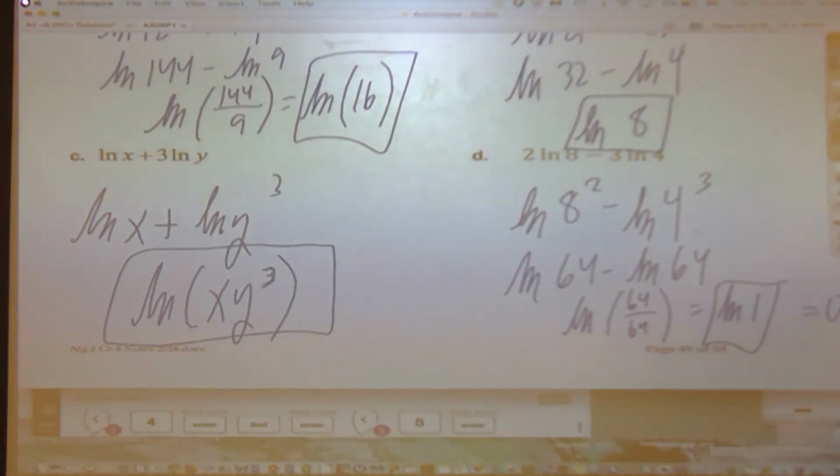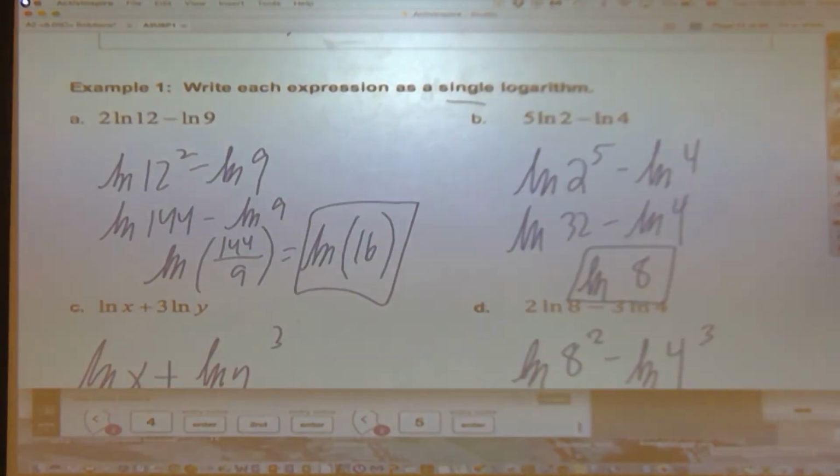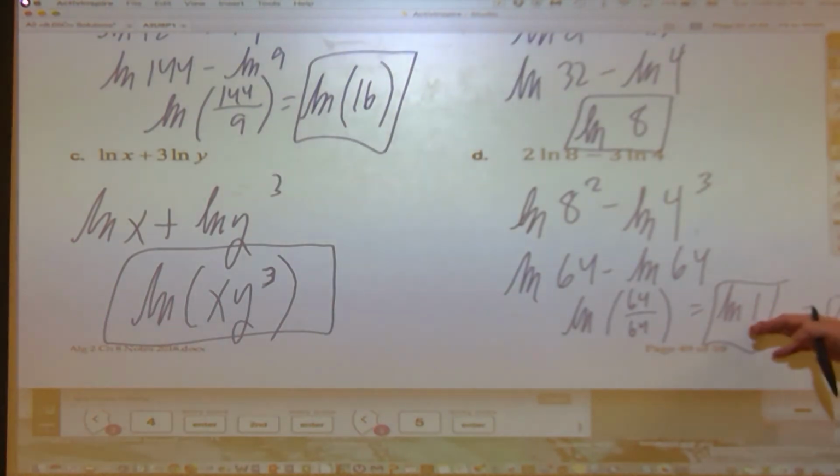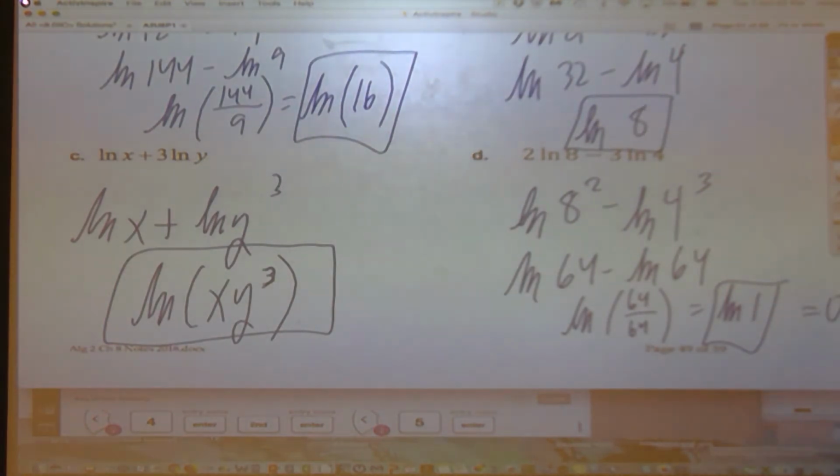Let's pause here. Any questions on page 2? Yeah. So the answer is natural log 1? Yeah, natural log 1 is 0, but they didn't ask for the value of the expression. The directions read, write the expression as a single logarithm. Okay, let's go to page 3.